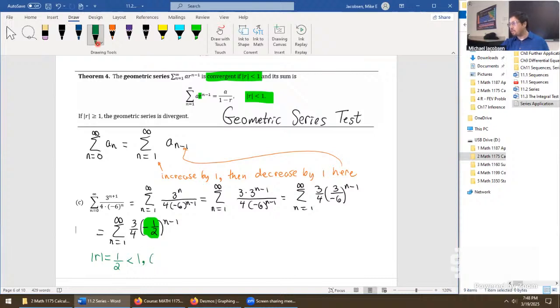So we can now say it converges by geoseries test. Last thing we need to do is just say what it converges to. We've got the right structure, the indexing correct. We have the value a, we have the common ratio r. It's just a matter of shoving it back into this formula right here.